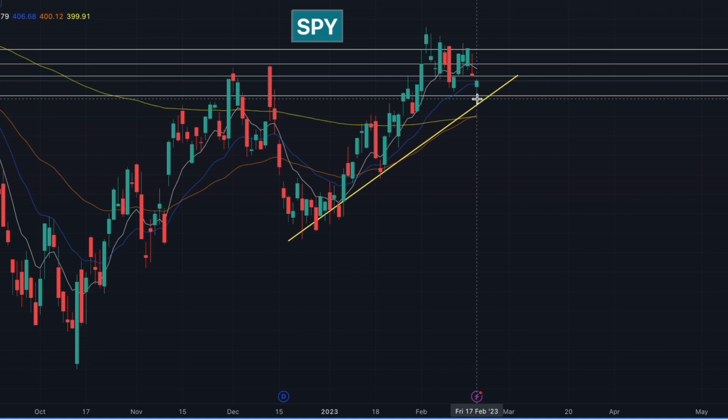Yep, we went as low as 404 on Friday, but then we had that massive reversal at the end of the day, and it kind of left people in a chokehold. It left the bears in a chokehold. So what I really see on SPY is that, yes, we did have that pullback.